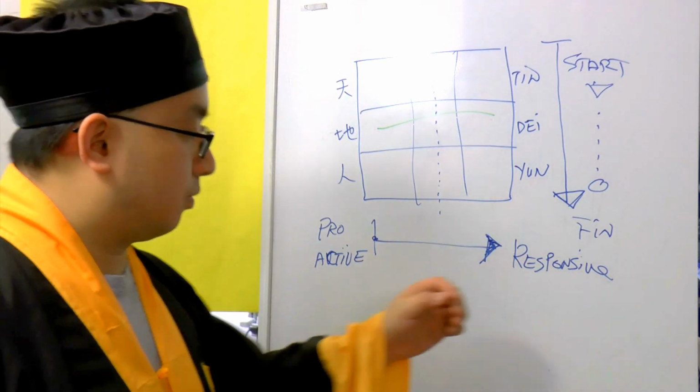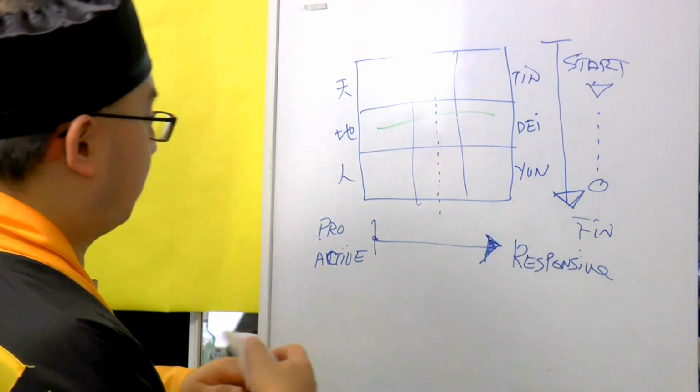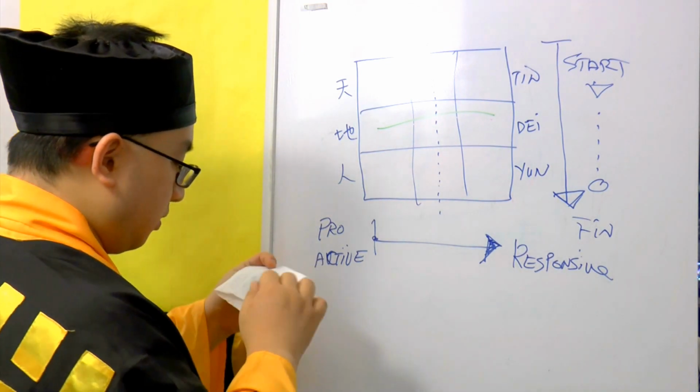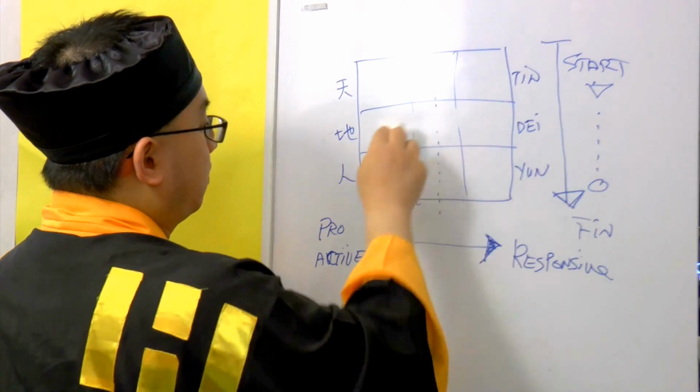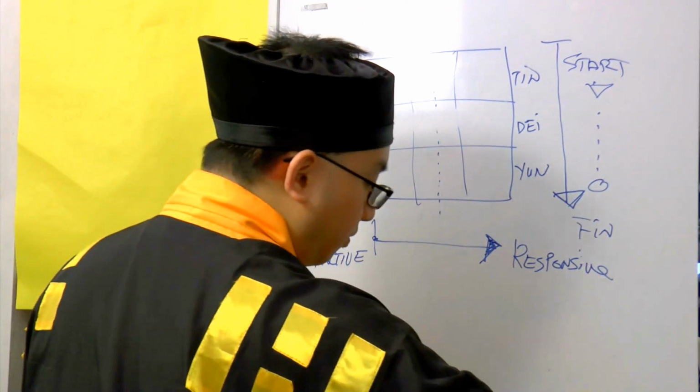What is number 2? Let me try to erase this thing. Sometimes it just can't erase. Let me try to erase this number 1 here. Hey, it worked. Cool.